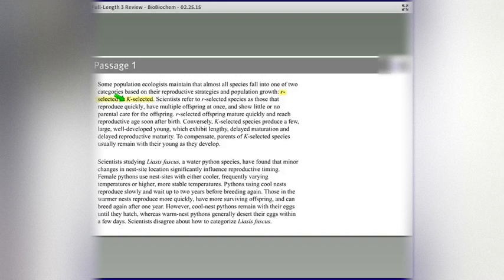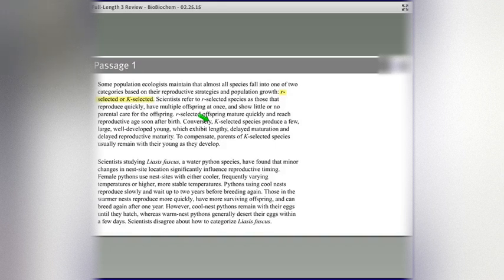So when we take a look at these categories, what's the difference? R-selected reproduce quickly, and they have multiple offspring at once, with little or no care for their offspring. So R is very, very quick, very, very rapid. Now, if you take a look at the K-selected, they're the opposite: few, large, well-developed young that they pay a lot of attention to.